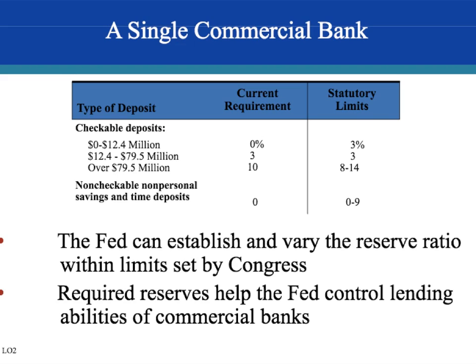Okay, so the Fed establishes the reserve ratio within the limits set by Congress. They can vary it, but they rarely vary it. It can be disruptive to the banking system. But the first 0 to 12.4 million does not have any reserve requirements. For 12.4 to 79.5 million, the requirement is 3% of those deposits be kept in reserve. And over 79.5 million, the bank has to hold 10% of those deposits on reserve, though the actual amount can be varied between 8 to 14%.